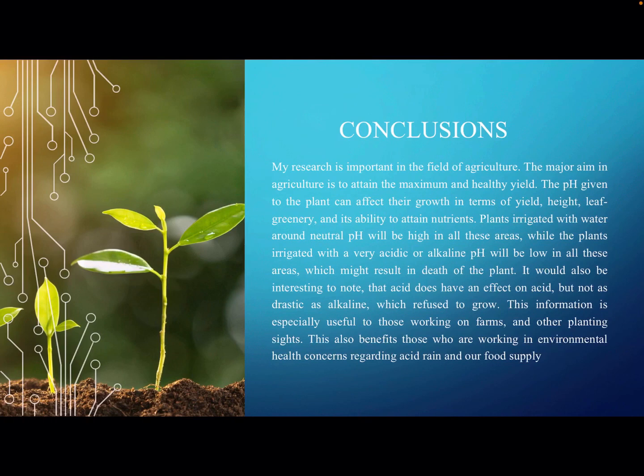It did not help as much as one with a 7 pH, and this information could be used by those who are working in agricultural places and those who are working in environmental health, with concerns regarding acid rain in our food supply.